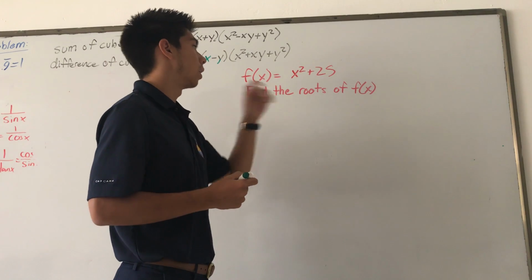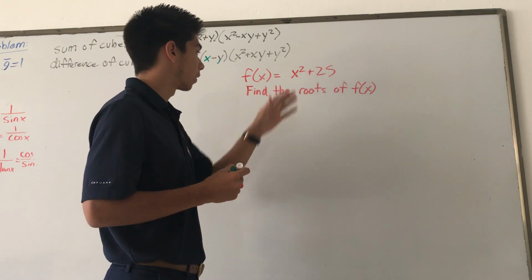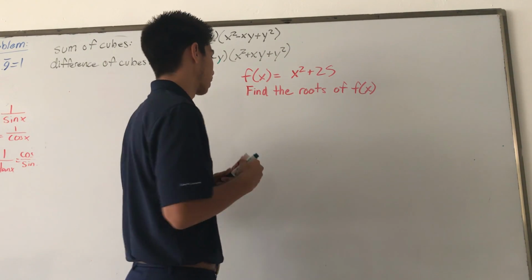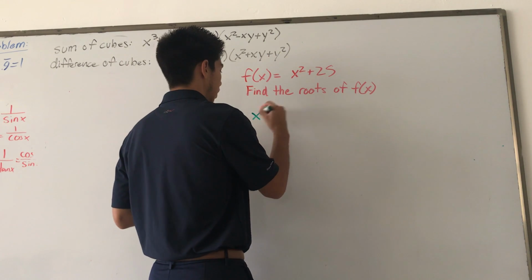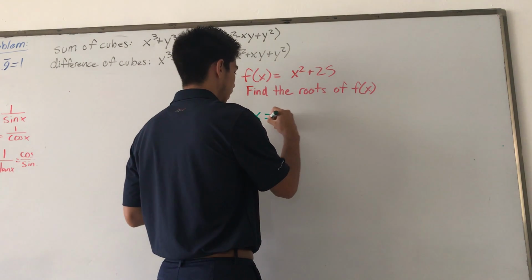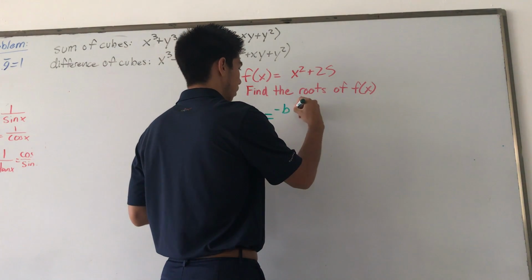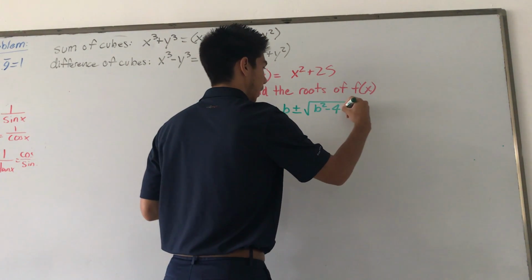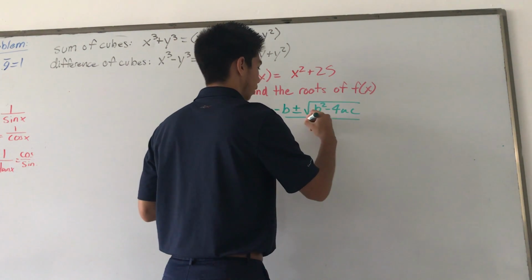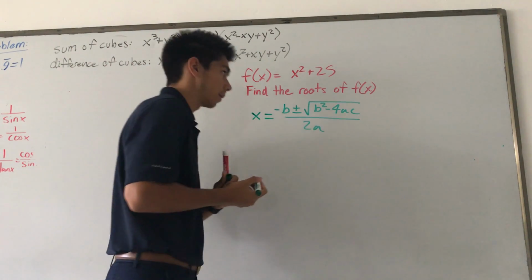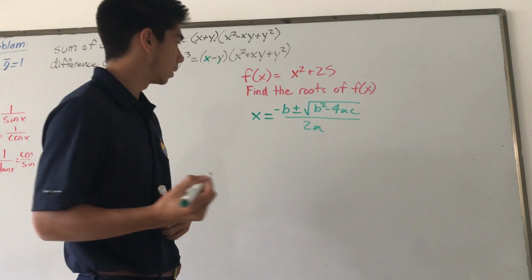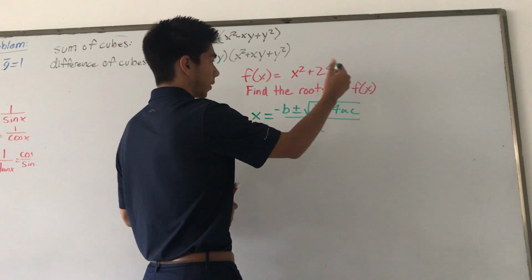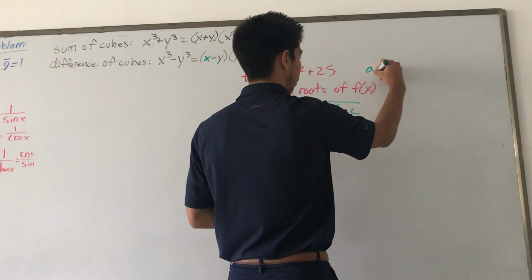So to find the roots of our function, we want to start off with the quadratic formula, which if you guys remember is x equals negative b plus or minus the square root of b squared minus 4ac, and all of that is over 2a.